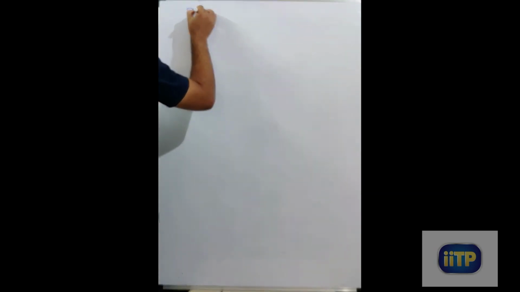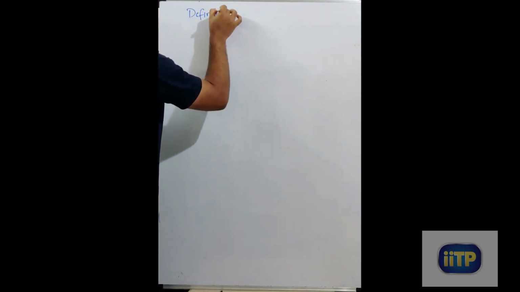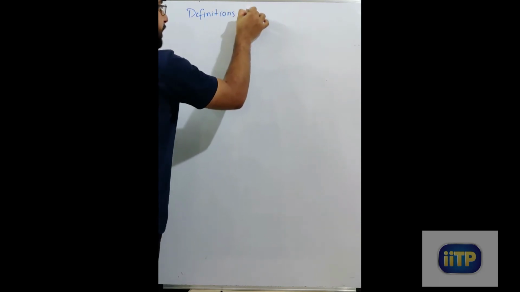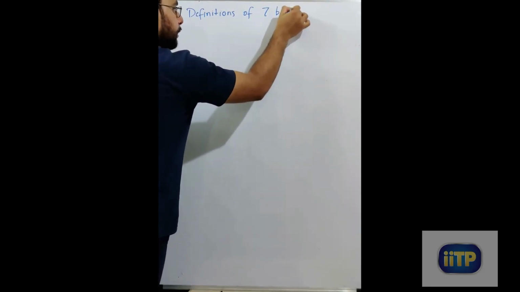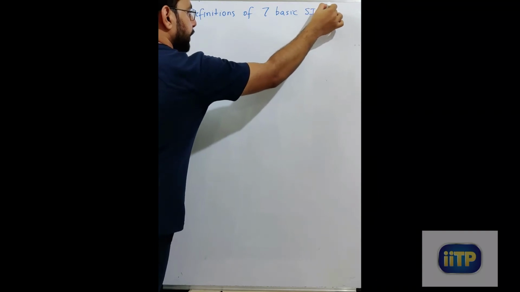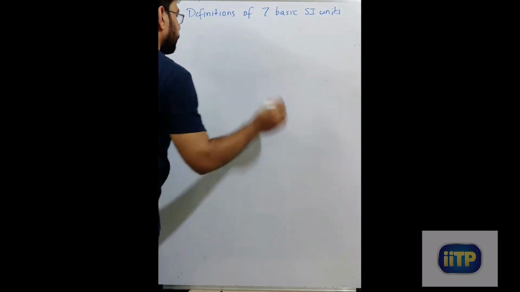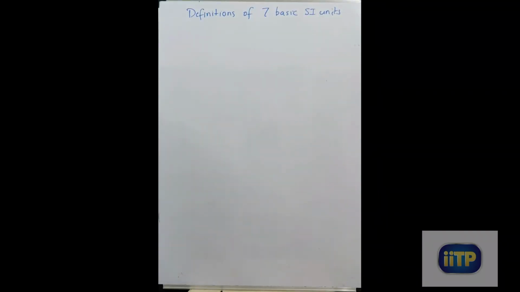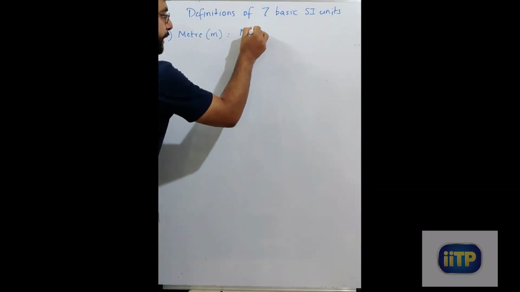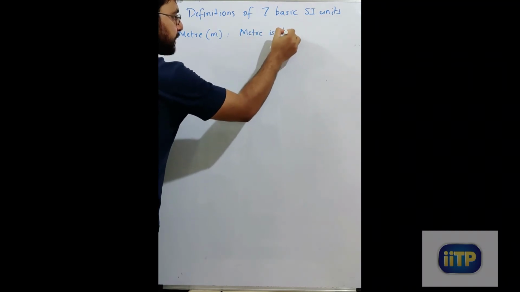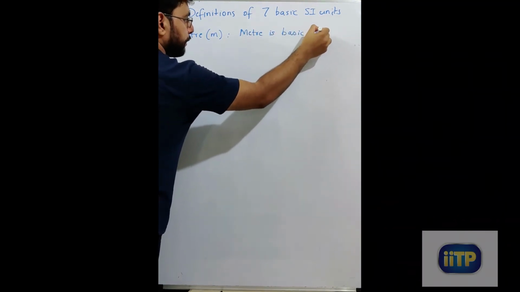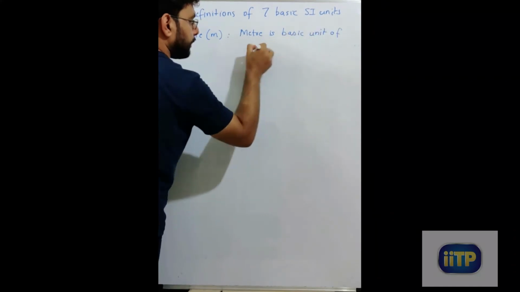Definitions of 7 basic SI units. Right? So what are the 7 basic SI units? First is meter. What is meter? The meter is a basic unit of length.